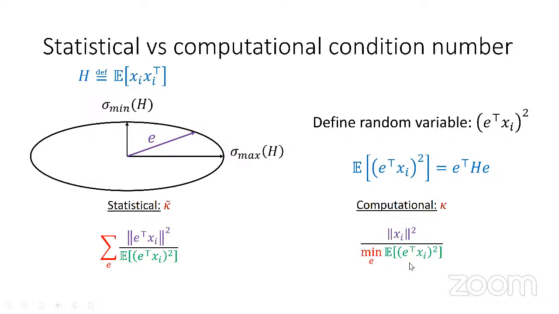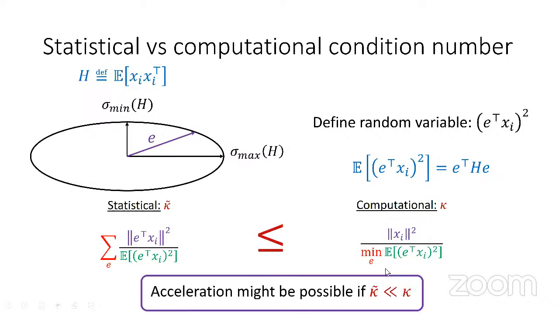So once we pose it like this, it's clear that the statistical condition number is always smaller than the computational condition number. And our previous matrix concentration example suggests that acceleration might be possible if the statistical condition number is much smaller than the condition number kappa. Okay. So any questions on this one?